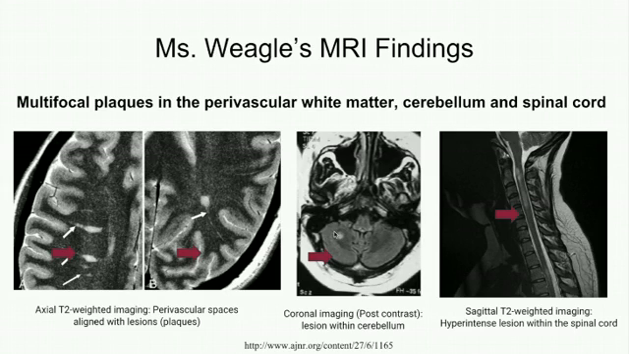And then also, this is a lesion within the cerebellum. This is post contrast, so after they use the dye, and that's on a coronal image. And then also you can see here on a sagittal T2 weighted image is a hyperintense lesion within the spinal cord as well.